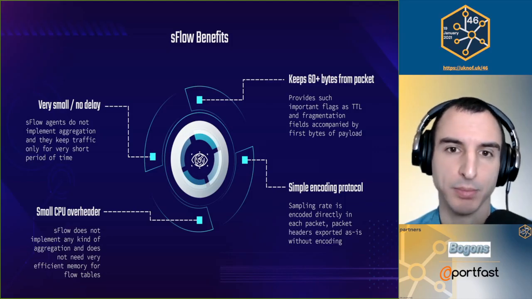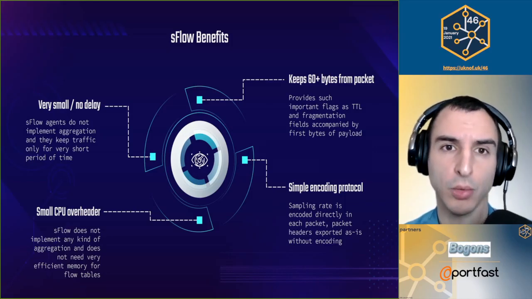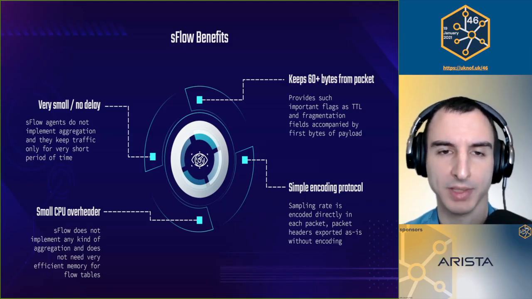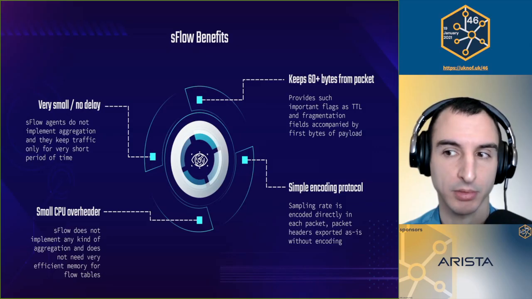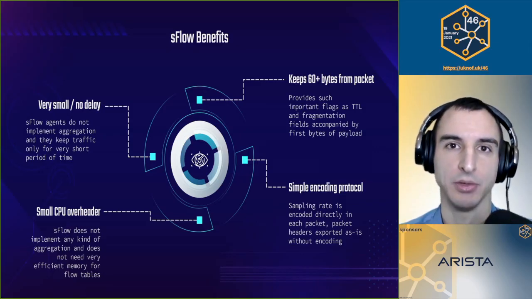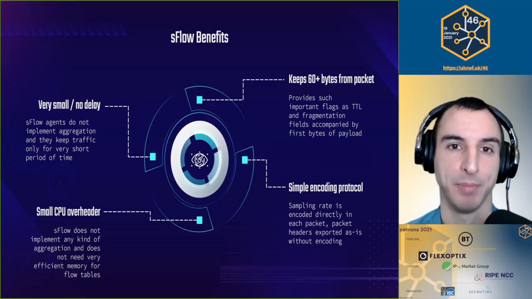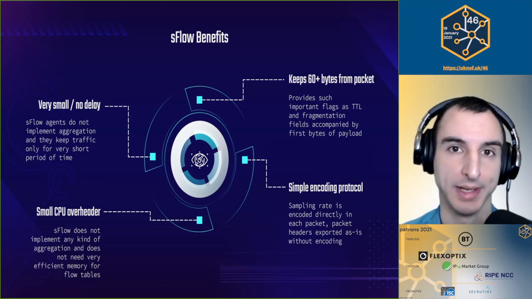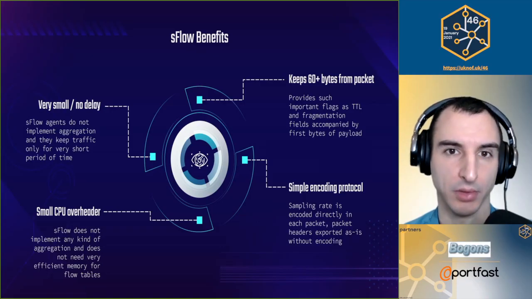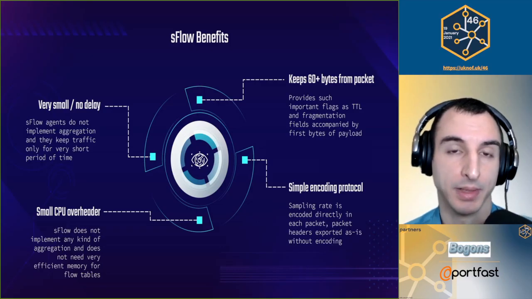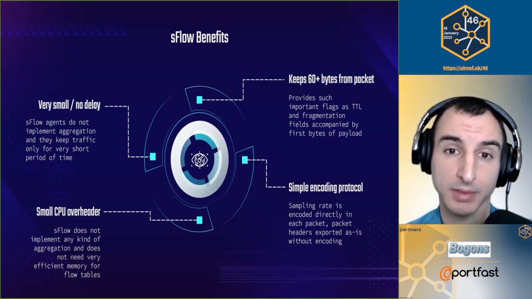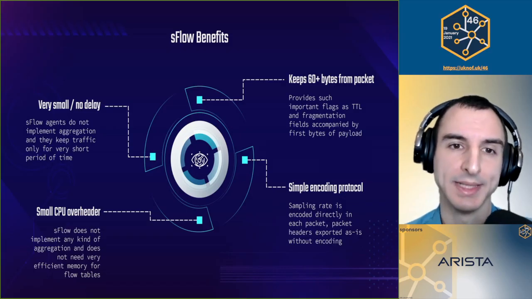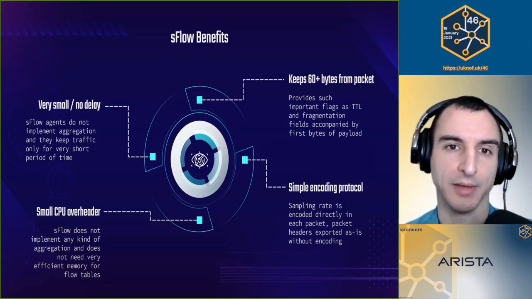And also we have a very simple way to encode sampling. No complex templates, no complex vendor-specific ways to extract information about the sampling rate. The only thing is you just have it exactly in the packet. When you receive any sFlow packet, right near the packet header, which is actually kept here without any kind of encoding, you have the sampling rate. Just multiply it by the number of packets, and here you go, you have the real bandwidth.